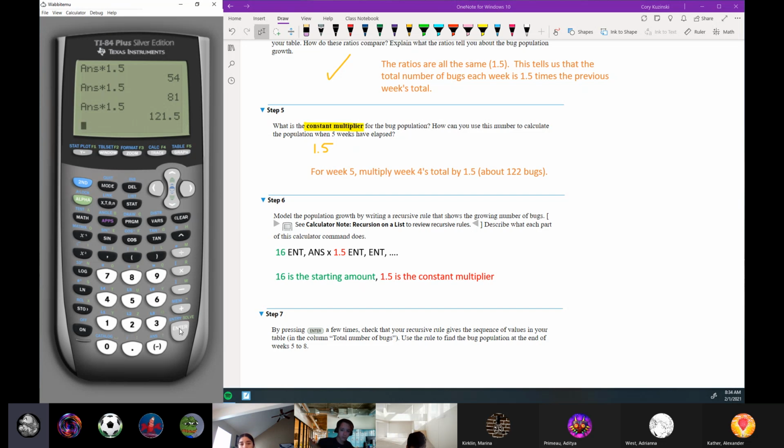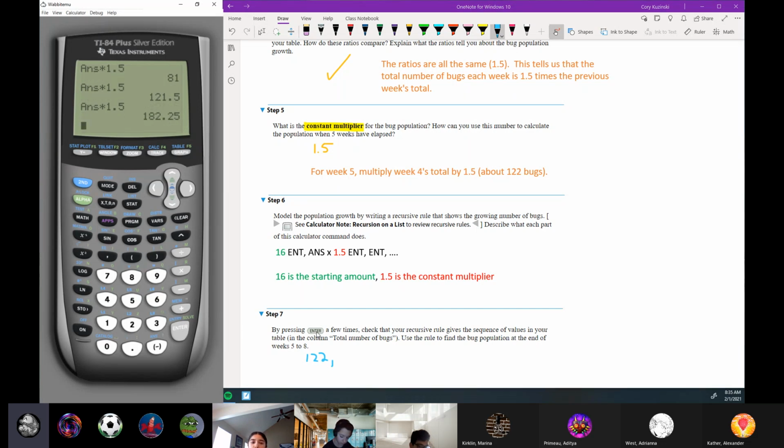By pressing enter a few more times, check that your recursive rule gives the sequence of values in your table. I just did that. Use the rule to find the bug population for weeks 5 through 8. Well, we just figured out week 5, which is 122.